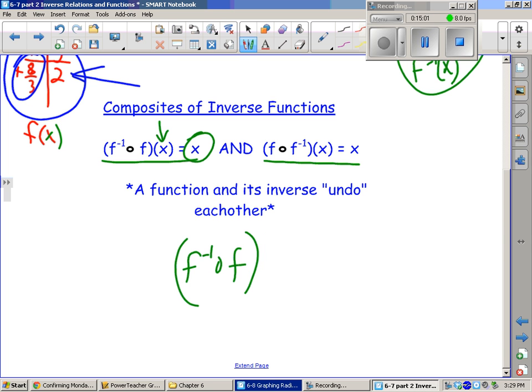So if we had this, I'm smart, that's 1,000, right? How easy is that? Because the inverse and the regular function undo each other. Very cool. This is some crazy stuff. It is. All right. Good job, everybody. We'll see you later.